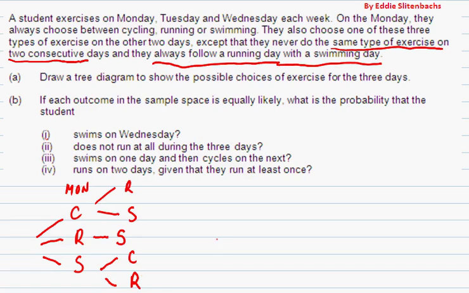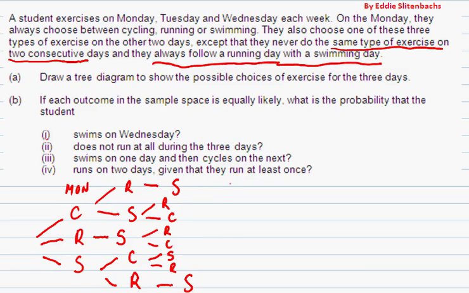Okay? Now, one of the constraints there was every time they ran, they always swam. So on the Wednesday, they might swim. Or if they run, they have to swim. Okay, so I put those 2 in. And now if they've swum, if I go to this one, they might run or cycle. If they've cycled, they might swim or run, because they're not going to do the same thing.